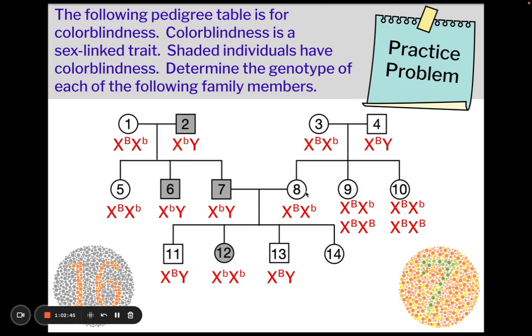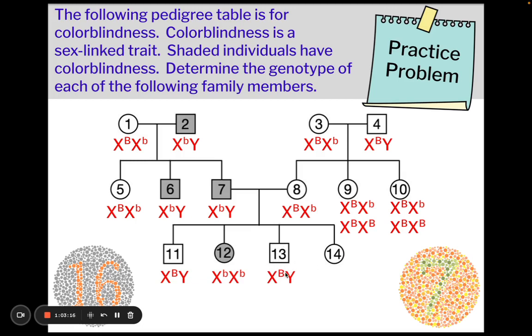Now let's look at 7 and 8, and they have these 4 offspring here, 11, 12, 13, 14. So 7 is a male that is colorblind. 8 is a female that is a carrier, okay? So if mom passes an X to her sons, they will be colorblind. She did not.